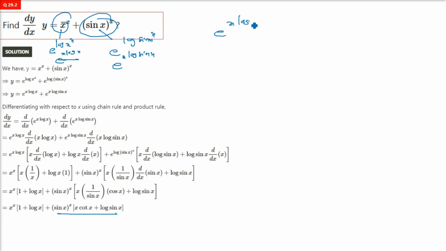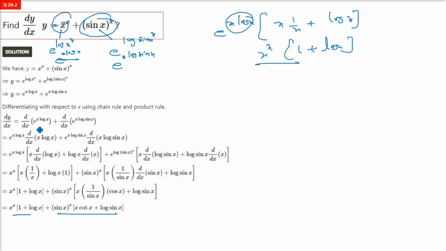So e to the power x log x. So the differentiation of x log x is 1 by x times x plus log x, differentiation of x is 1. So 1 plus log x it will be. E to the power x log x was essentially x to the power x only. So x to the power x, this will be. So these two terms you have to just add. Alright.